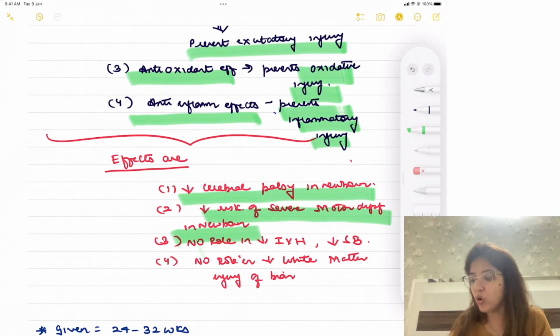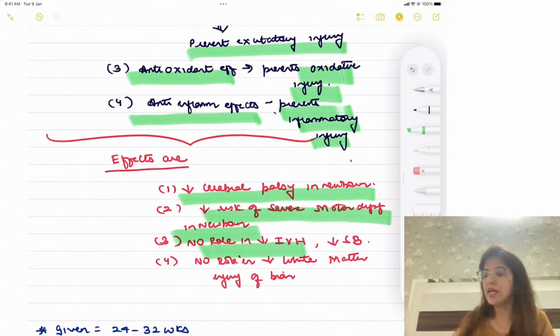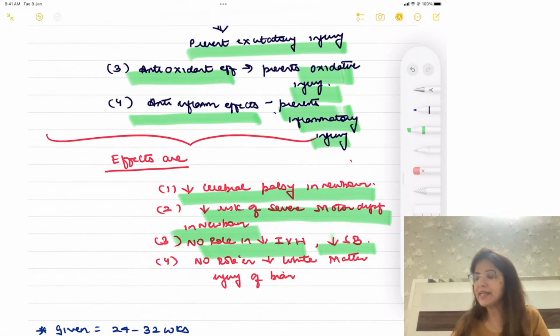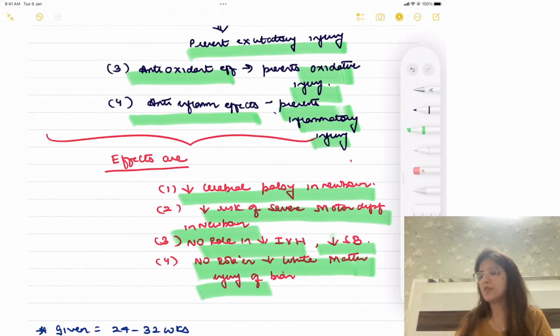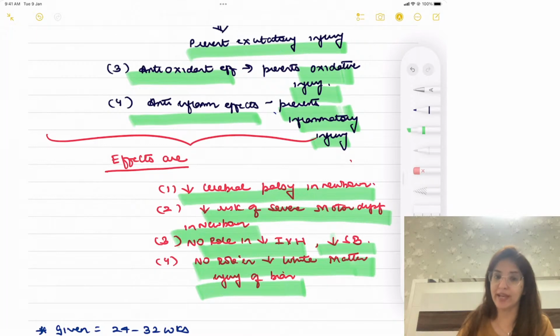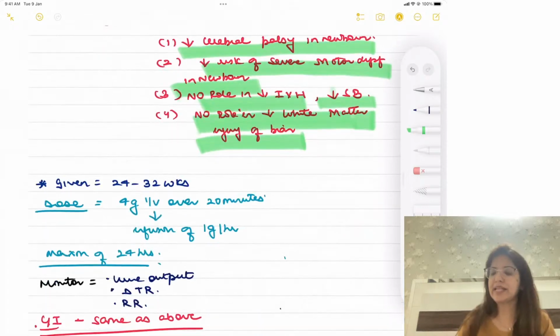But it has no role in decreasing intraventricular hemorrhage. It has no role in decreasing stillbirth, right? And it has no role in decreasing white matter injury of the brain. So it has got no role in these things. It has a role in decreasing cerebral palsy in newborns, and it has a role in decreasing severe motor dysfunction in newborns. Then it has to be given between 24 to 32 weeks.